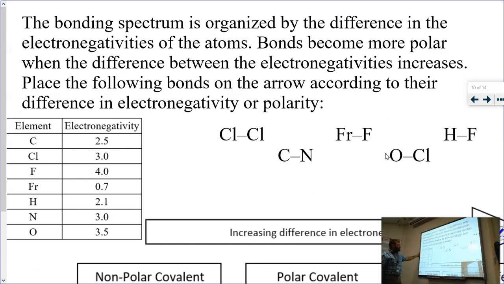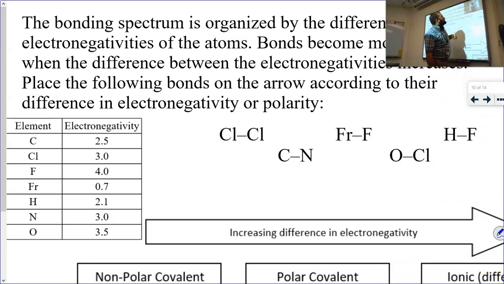Okay, so here's the deal. We want to look at these 5 bonds and rank them from smallest difference in electronegativity to biggest difference in electronegativity. And as a result, we're then going to place them on my electronegativity spectrum. I'm going to move me way up to the top corner. Okay, so let's look at this.